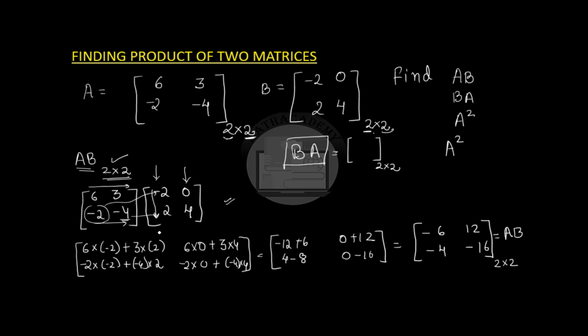And we'll follow the same process to perform the multiplication. If we have to find A square, it is A times A. The order of matrix A is 2 by 2, again 2 by 2. So the resultant matrix A square will also be a 2 by 2 matrix. Okay, so I hope the multiplication of two matrices is clear to everyone.